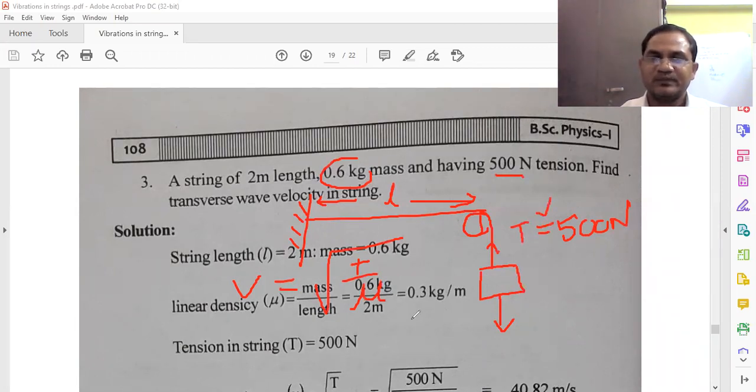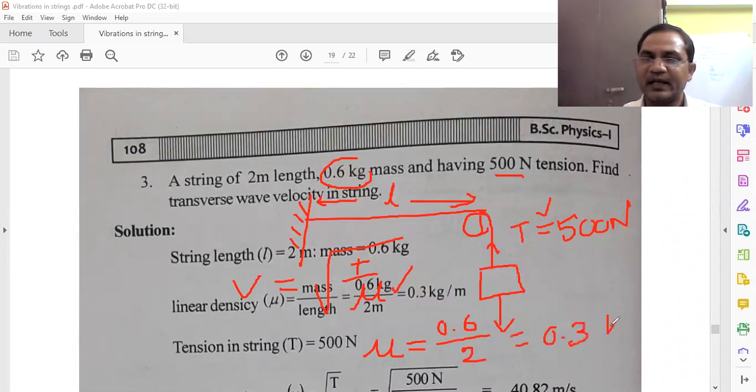T value we know. What is the mu value? Linear density. So that we have to calculate first. Mu is equal to mass per unit length. What is the mass of the string? 0.6 kg by its length. Mass of the string divided by its length, you will get linear density. That gives 0.6 by 2, 0.3 kg per meter.